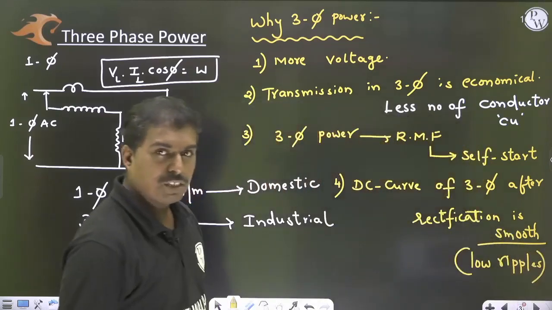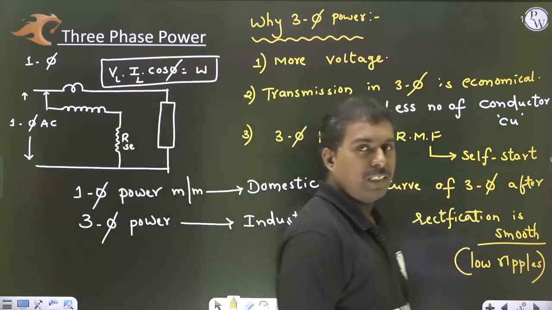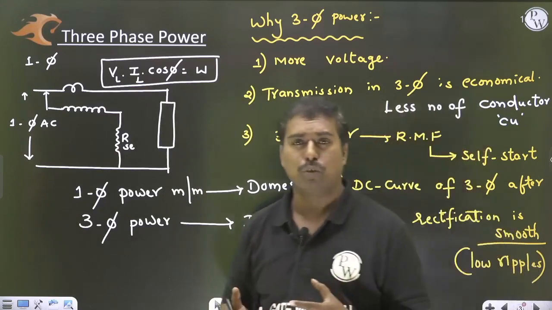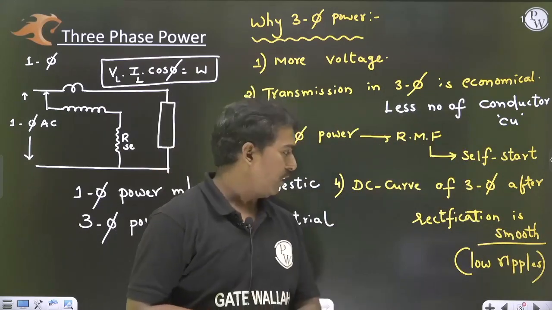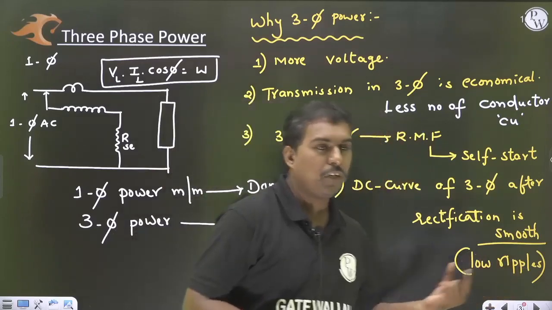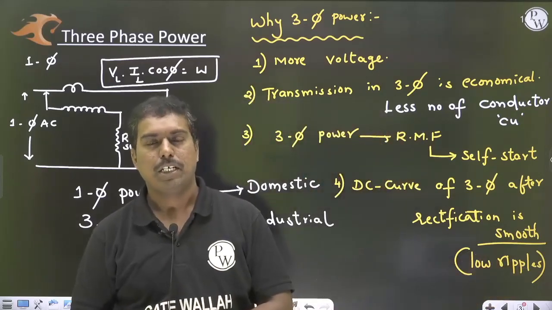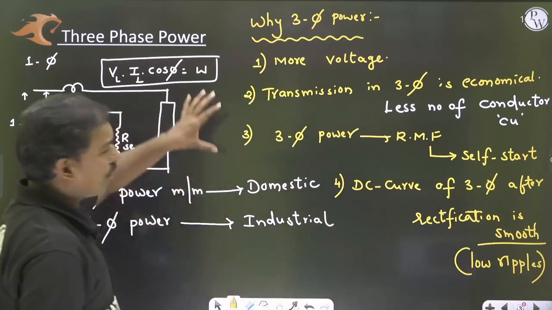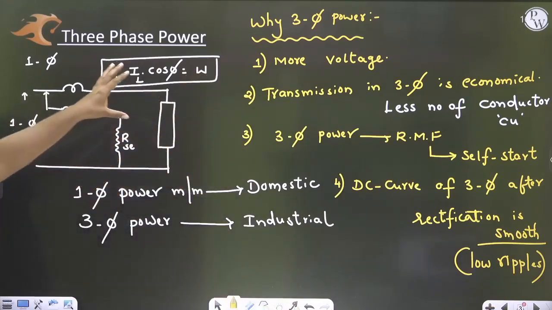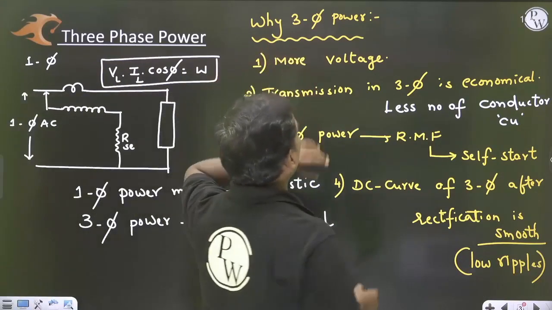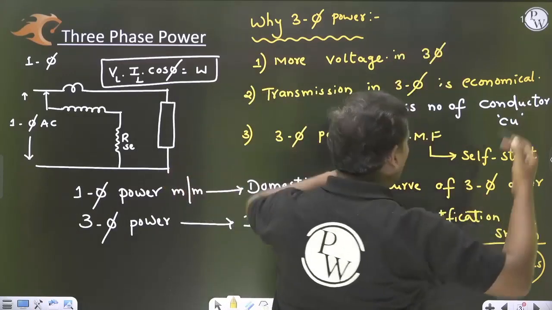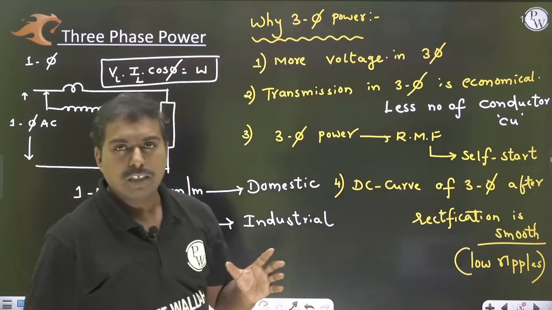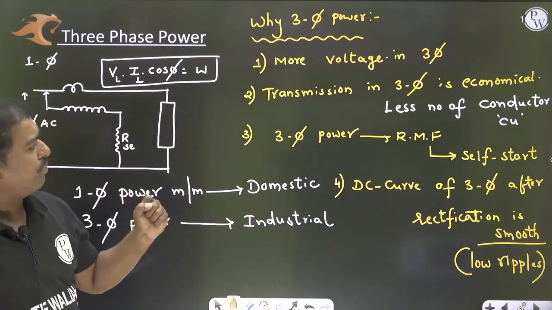So in three phase power, once you convert into DC, the DC curve is so smooth comparatively the DC curve of single phase. That's why we are getting the low ripples. You understand? So these are the major features. Okay, so voltage of the three phase will be more. More voltage is possible in three phase compared to single phase. That is a major advantage.